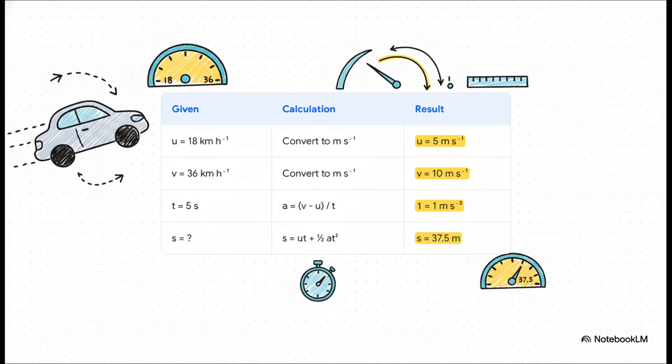Okay, step 1. List what is given. Initial velocity u is 18 kilometers per hour. Final velocity v is 36 kilometers per hour. And time t is 5 seconds.